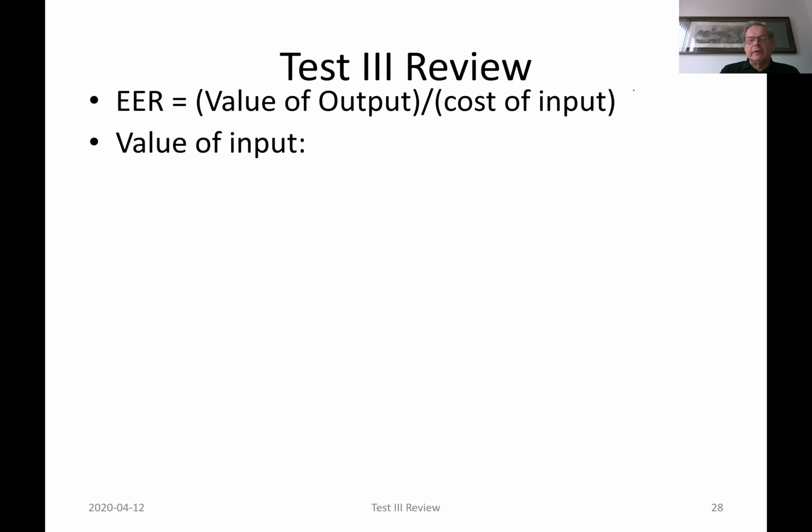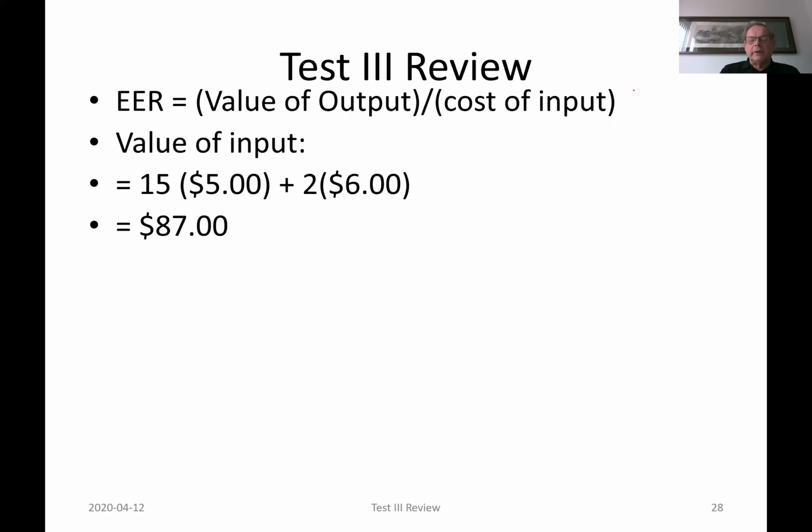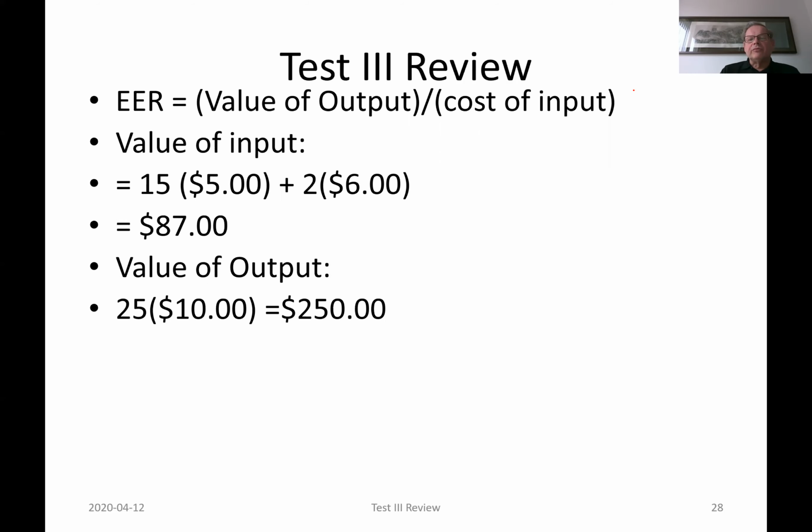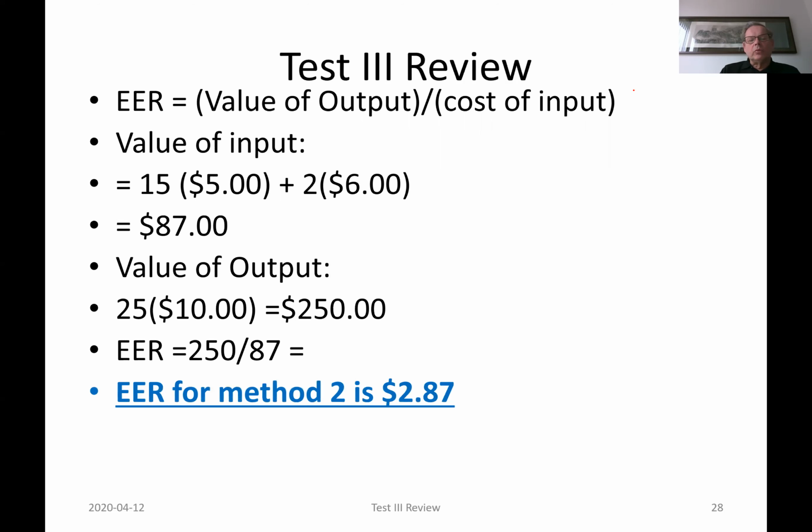For method number two, we will use the exact same relative economic efficiency ratio. Calculate the value of the input once again, the cost of labor and the cost of technology, and we get a cost of $87. We will multiply the output by how much you received for each watch, and we will get a value of $250. 250 divided by 87 will give you a $2.87 return for every dollar that you put in.